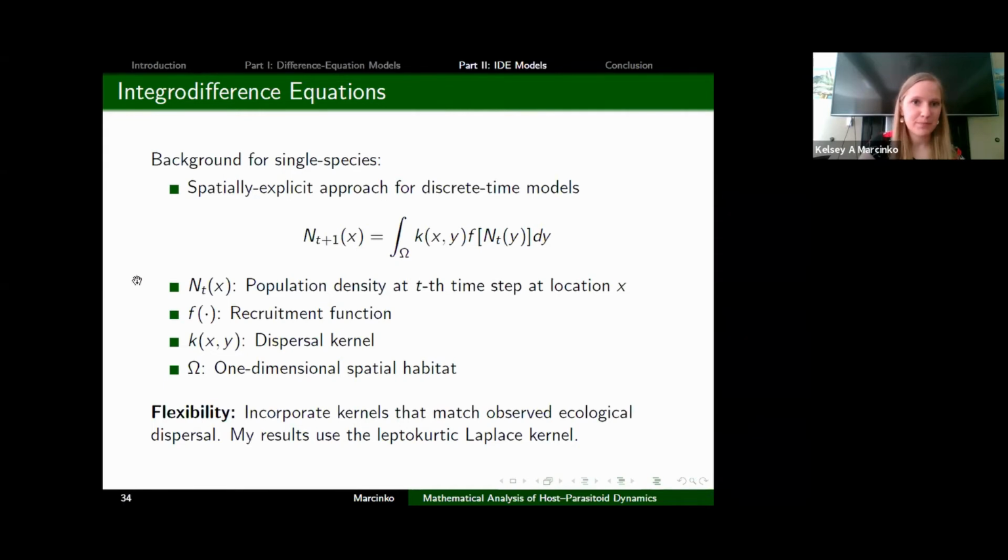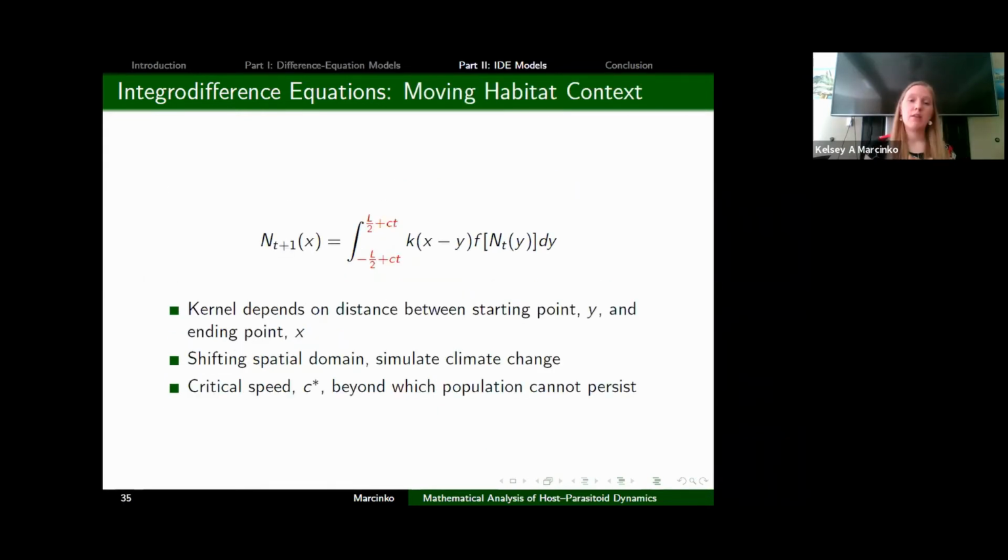So specifically, the integradifference equations that I'm looking at are those that have a moving habitat. So our one-dimensional habitat is now taking the form of a patch of length L that is moving rightwards at speed c. So the left edge of the patch is minus L/2 plus ct. The right edge of this patch is L/2 plus ct. Our kernel, I'm also going to assume, is going to depend on the distance between the starting point y and the ending point x. So we have a convolution integral here. The Laplace kernel does this.